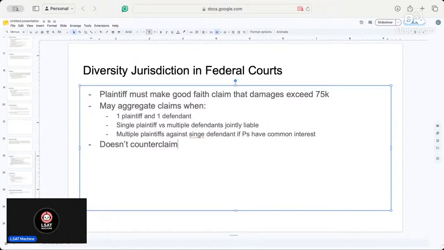So counterclaims don't get counted to get into federal court. And permissive counterclaims must meet the $75,000, but okay, well, duh. Okay, but not a compulsory one.